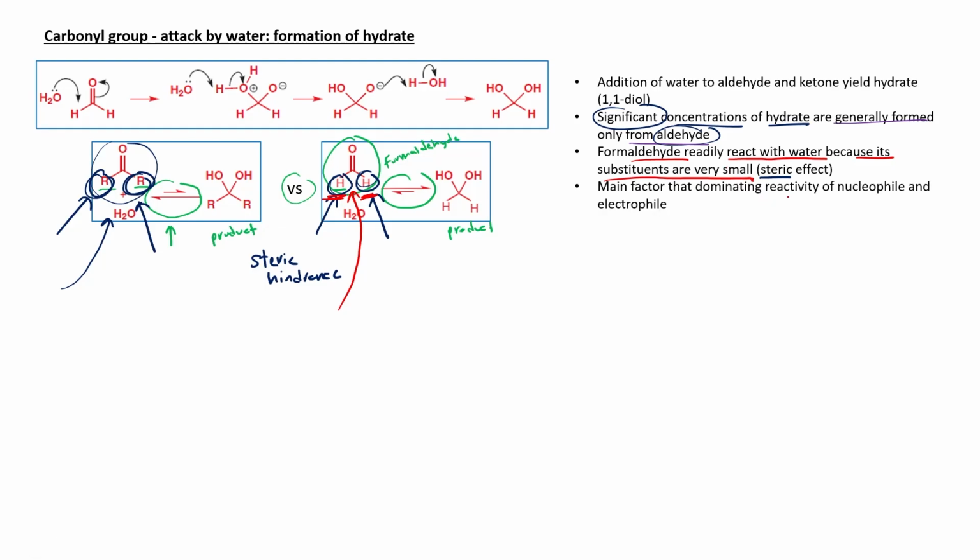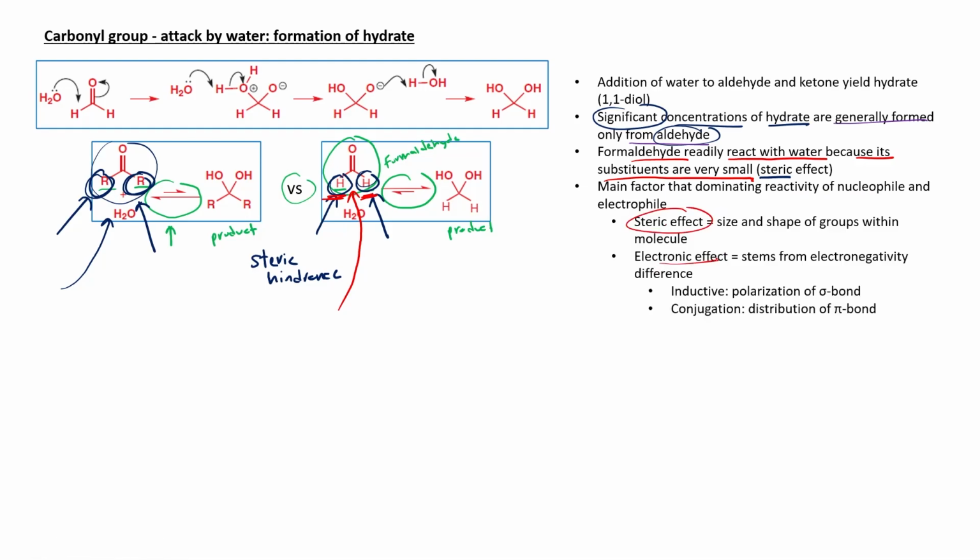The main factors dominating the reactivity of nucleophiles and electrophiles are the steric effect, which we discussed just now, and also the electronic effect stemming from electronegativity. If you have, for example, this polarity, this becomes partial positive and this partial negative, so it's much easier for the nucleophile to attack this carbon, because it's already less in electron density. The electronic effect can be inductive, the polarization of a bond, and also conjugation, the distribution of pi bonds.